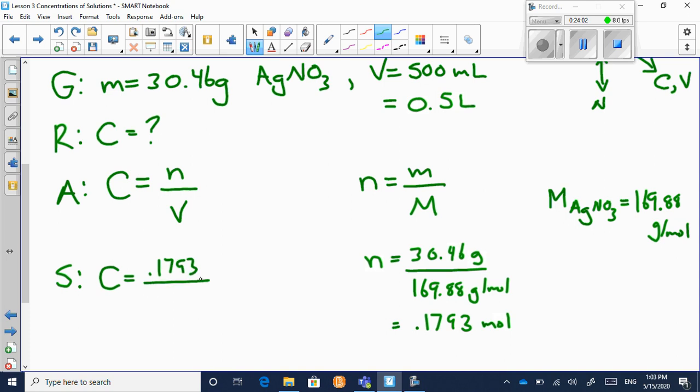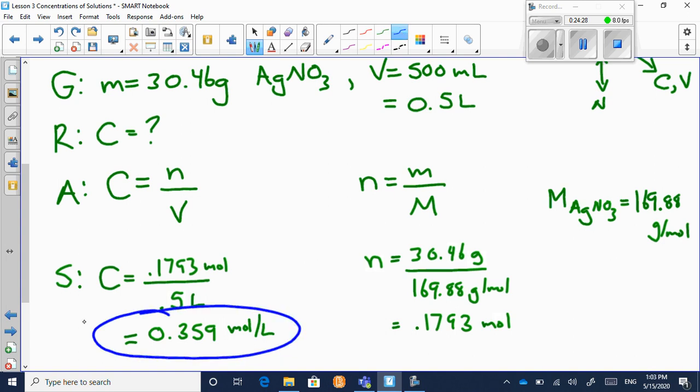Okay, now I go back to my original equation, and I go concentration is N, 0.1793, divided by the volume. So this, remember, is in moles. This 0.5, I got to get it into liters. And so I divide those two, and I get 0.359 moles per liter. There we go. And we are done. That's the concentration. That's the molar concentration, or the moles per liter.